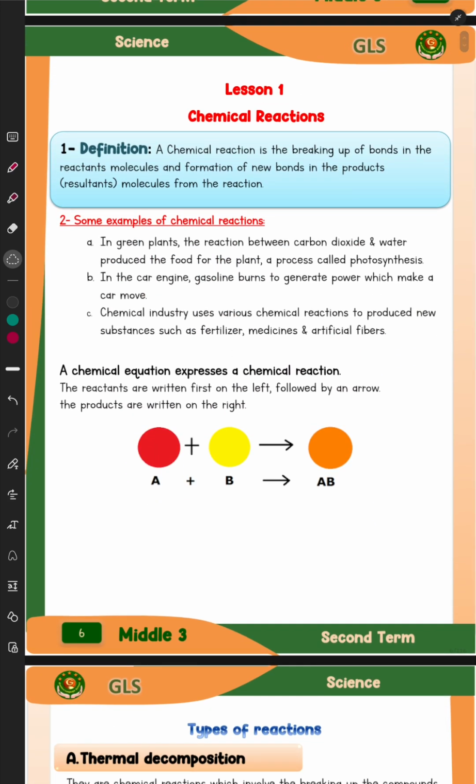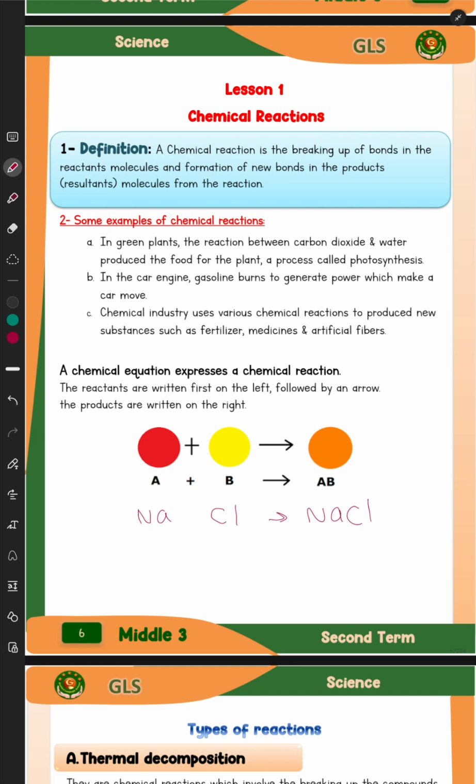Now we will begin in lesson 1. Lesson 1, as I said in the last video, we will speak about chemical reactions. And as we said, if we have two substances, A and B, and they are mixed together, they will produce a new substance called AB. For example, if we add sodium to Cl, chlorine, we will produce NaCl, sodium chloride. This is a chemical reaction.